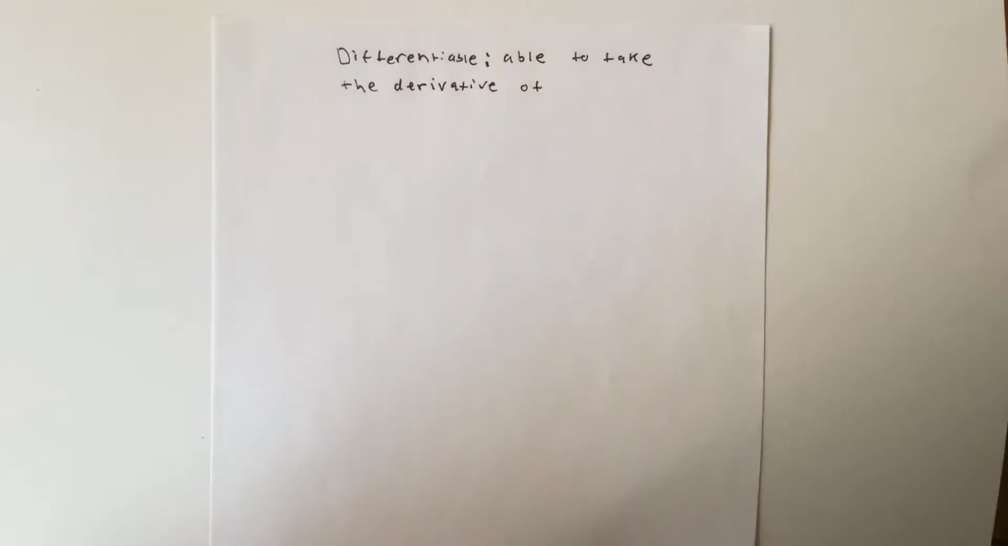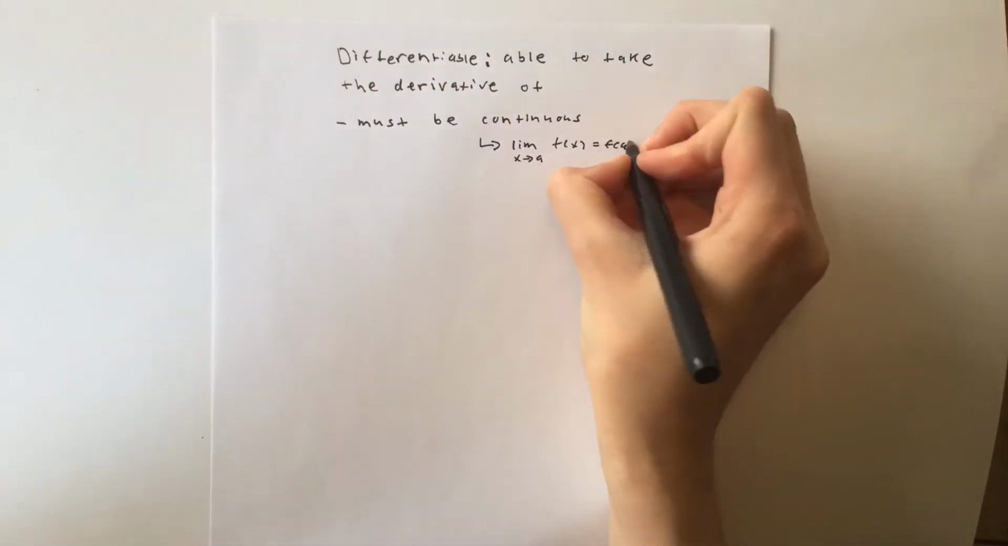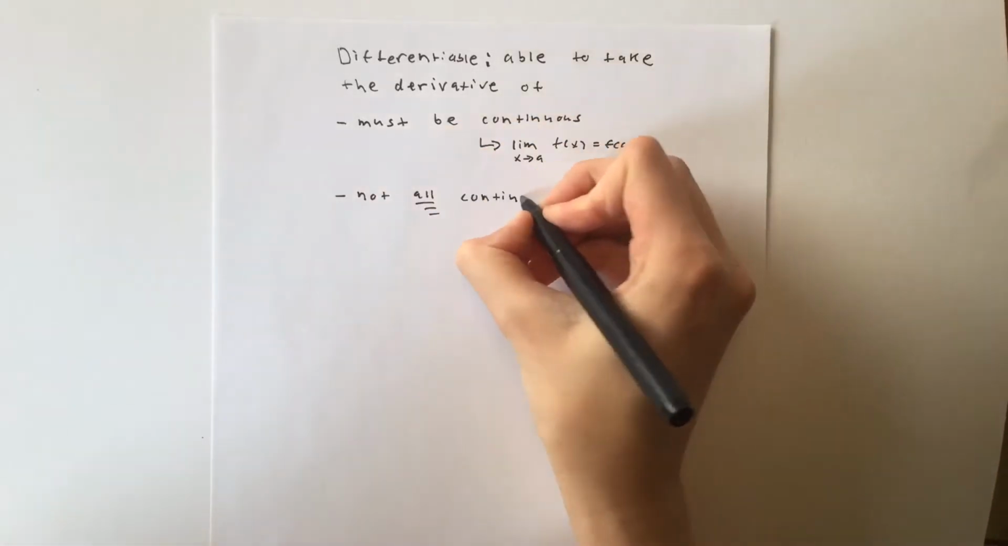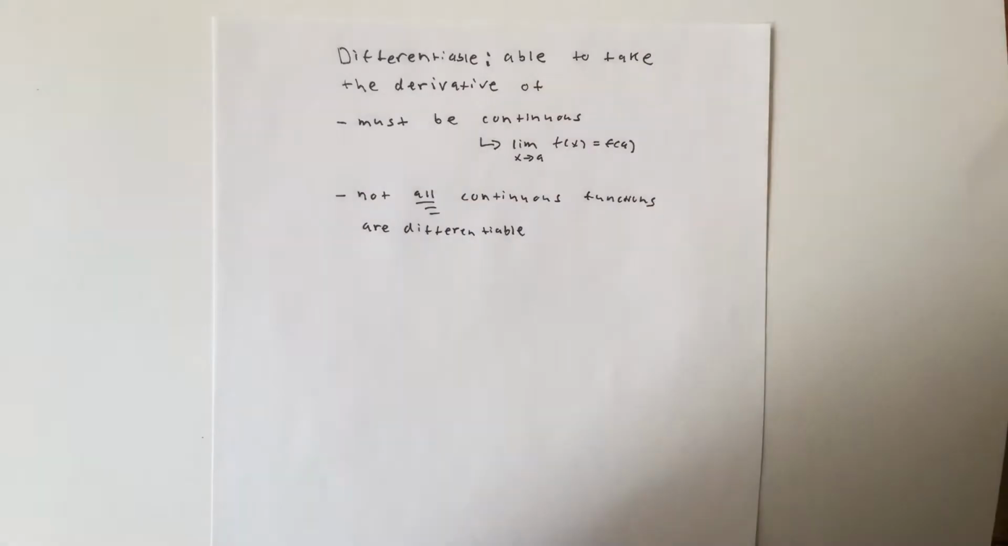Differentiable means able to take the derivative of. In order for a function to be differentiable, it must be continuous, which means the limit as x approaches a, f of x equals f of a. However, not all continuous functions are differentiable.